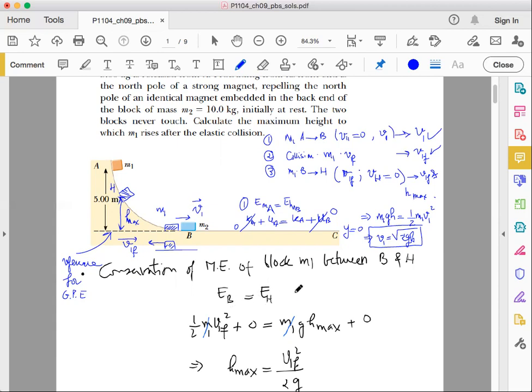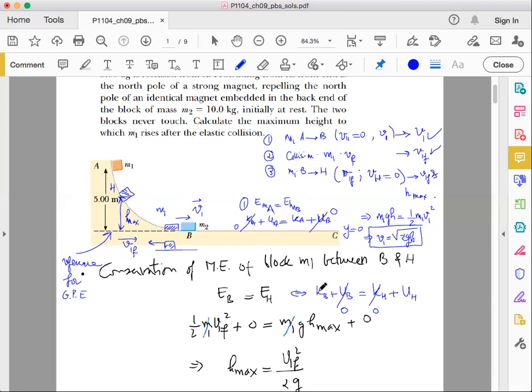So at point B, we have the kinetic energy at point B plus the gravitational potential energy at point B is equal to the kinetic energy at point H plus the gravitational potential energy at point H. And again, here we do the same reasoning. At point B, we have taken the level where point B is to be our reference for gravitational potential energy, so this is equal to 0. And we are looking for the maximum height reached by M1, which means the point where M1 stops moving, which means KH is equal to 0. There is no kinetic energy at H because M1 at point H has zero velocity. So that's it.